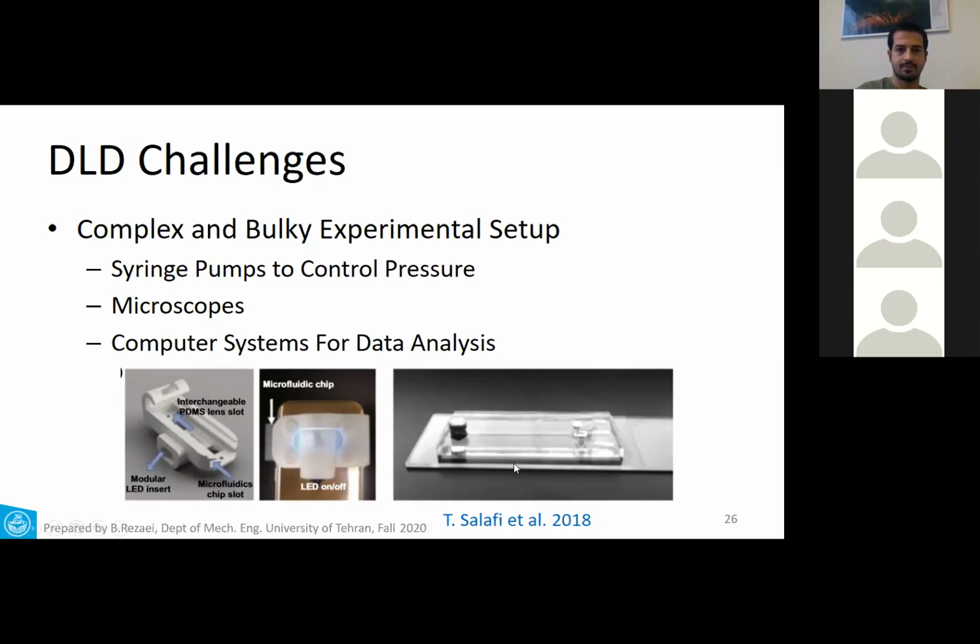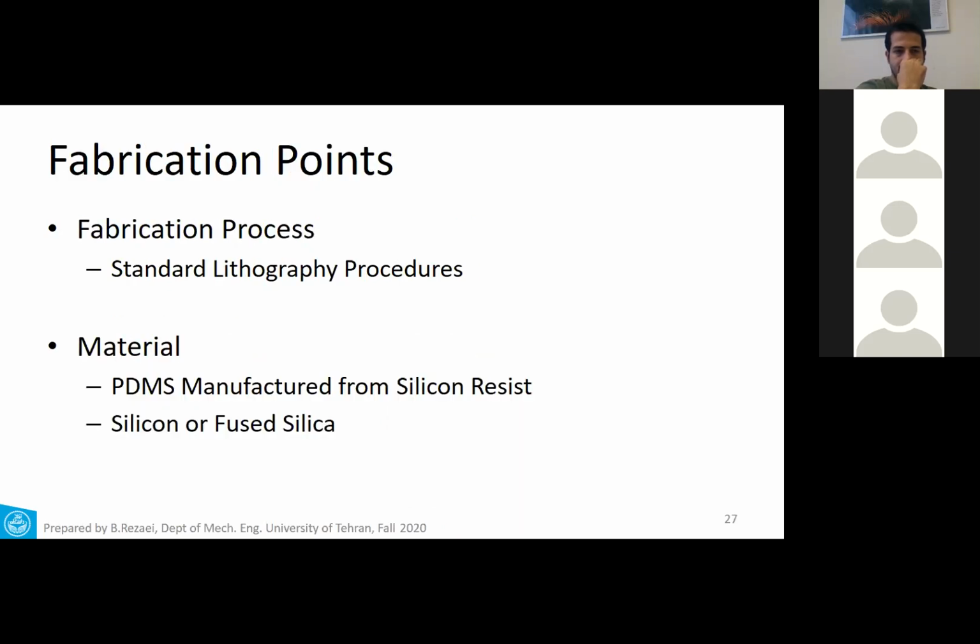I'm not going to go into the detail because of the time. It's already about 6 p.m. And the fabrication process of microfluidics is a very large, comprehensive course, and I'm not going to talk about that. But just to point out some points, it mostly uses standard lithography procedures, and most of the time they use PDMS, polydimethylsiloxane. I cannot remember the full name, or they use silicon or fused silica.